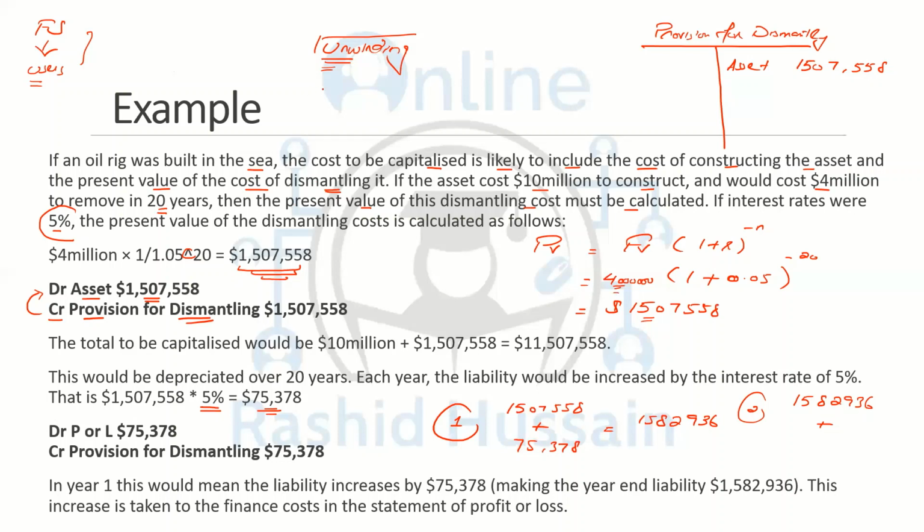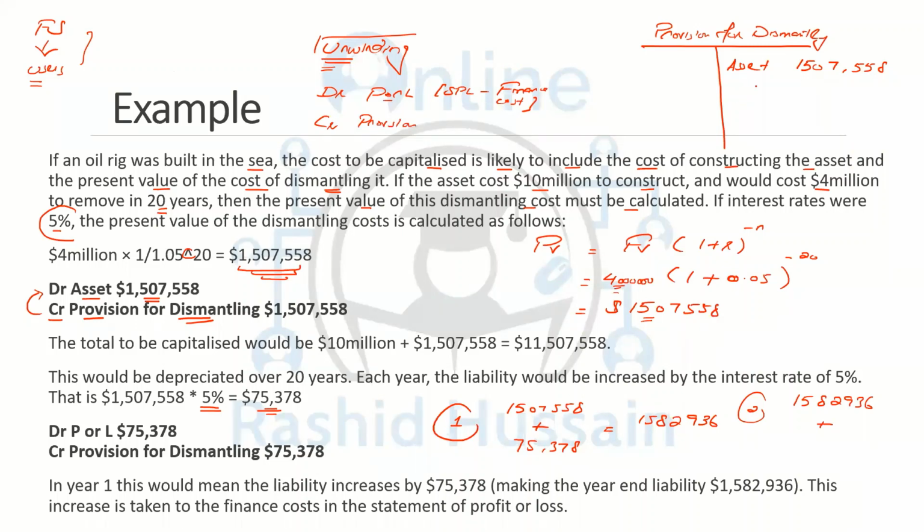Now the double entry to record the unwinding is debit profit or loss. And remember, this is recorded in the statement of profit or loss as a finance cost, interest cost, because this is the same interest rate which you used for the calculation of the present value. Now you are taking it back to its original value. So you debit the profit or loss and credit provision. That provision is increased every year.